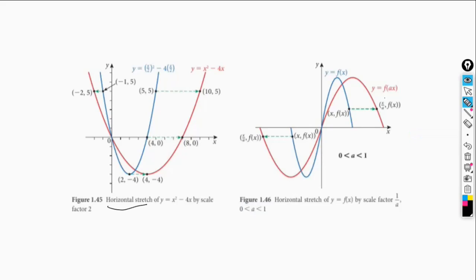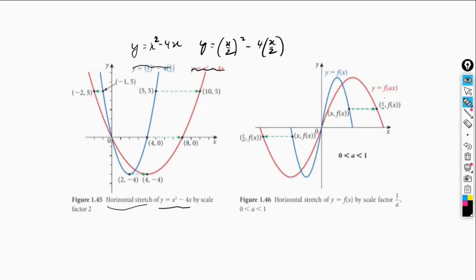So next we have the horizontal stretch. In this case, the blue graph is y equals x squared minus 4x. Here they have it wrong. The blue graph is y equals x squared minus 4x, and the red graph would be y equals (x over 2) squared minus 4 times x over 2.